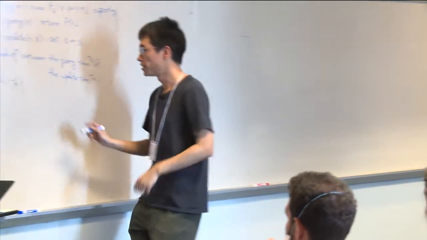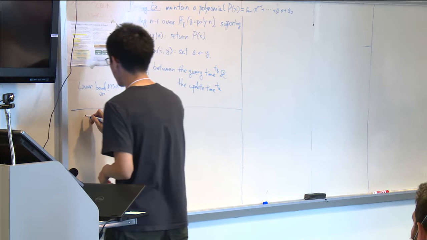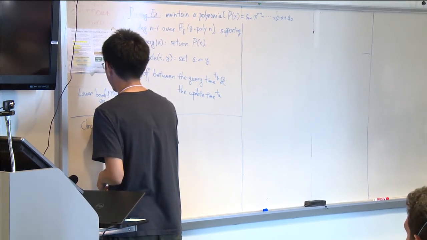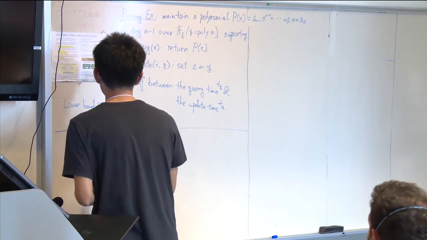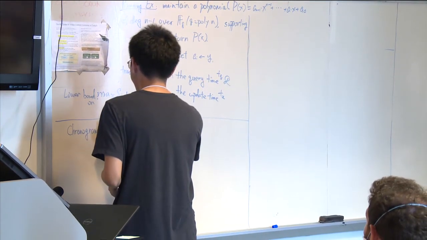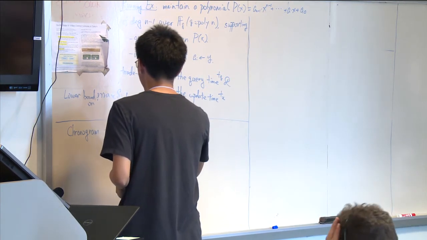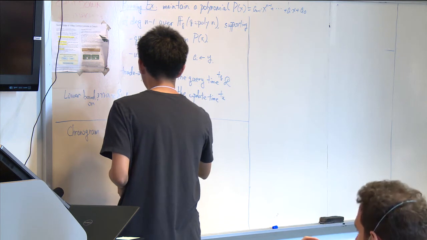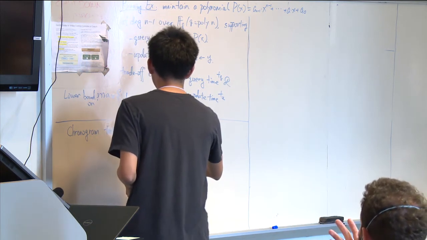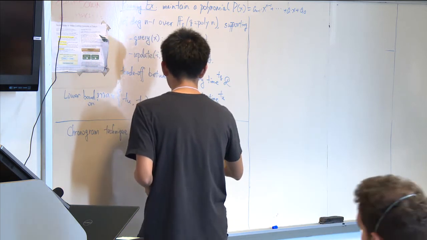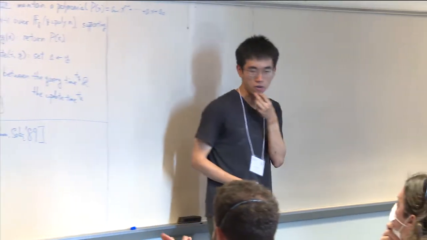All right. So the first technique I'm going to talk about is called the chronogram argument, by Michael Fredman and Michael Saks, in '89. So what is this argument?